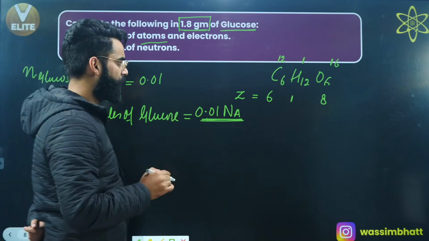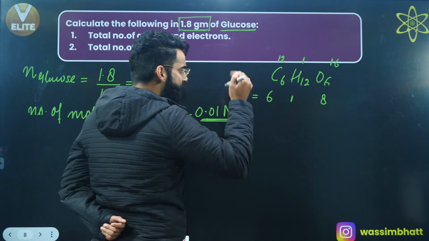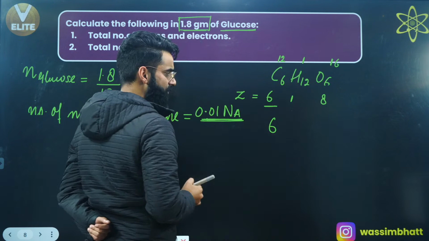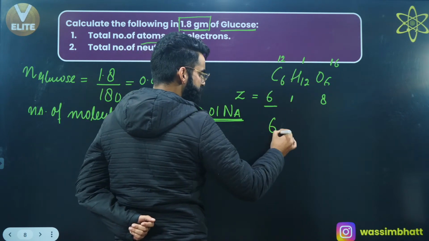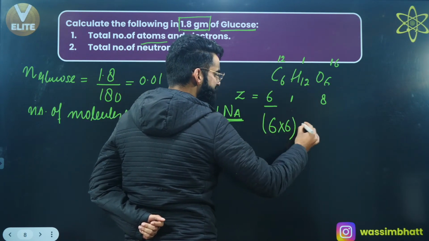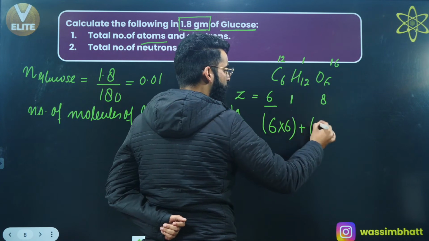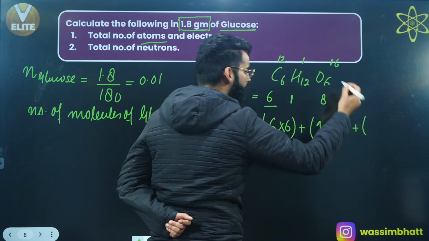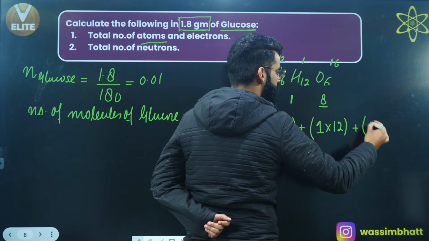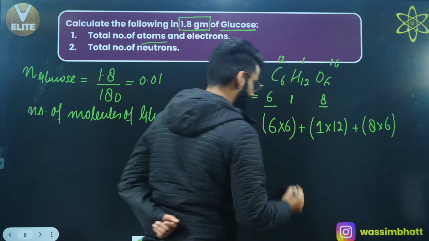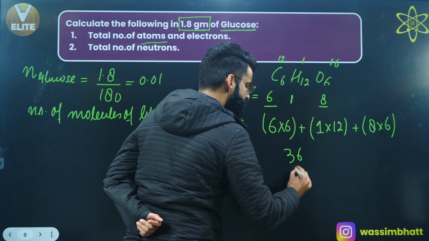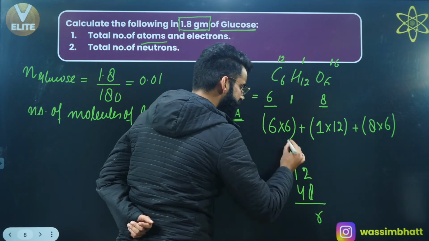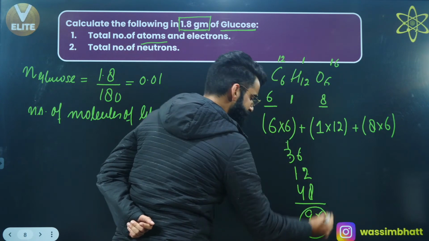Have a look at exactly what I'm going to talk about now. One carbon atom has 6 electrons, but there are 6 carbon atoms, so multiplied by 6. Similarly, one hydrogen atom has 1 electron, and there are 12 hydrogen atoms. Similarly, one oxygen atom has 8 electrons, and there are 6 oxygen atoms. So it's 36 plus 12 plus 48. How much does it come out to be? 96, right?